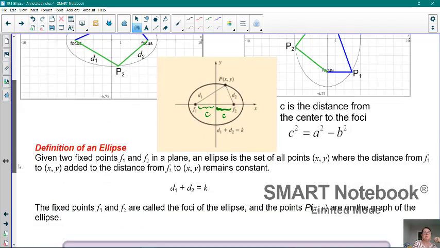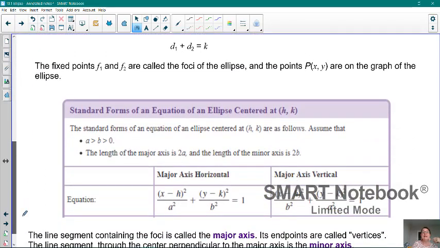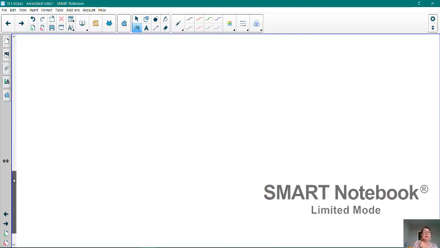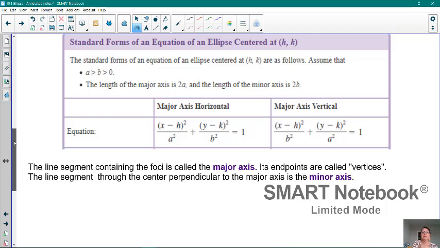Okay, so I'm going to scroll on down and pull that up. The standard form of an equation of an ellipse centered at (h, k) is given here. All right, and then I've got something about the major axis and minor axis, but that's already been stated. But notice a and b are in the denominators of your fractions that contain the x binomial squared and the y binomial squared. Also notice the ellipses in standard form are always equal to 1.